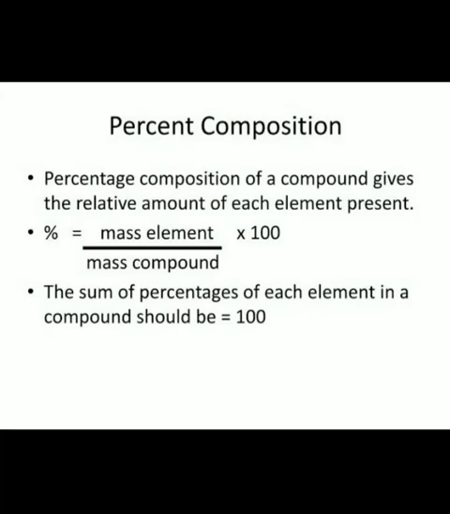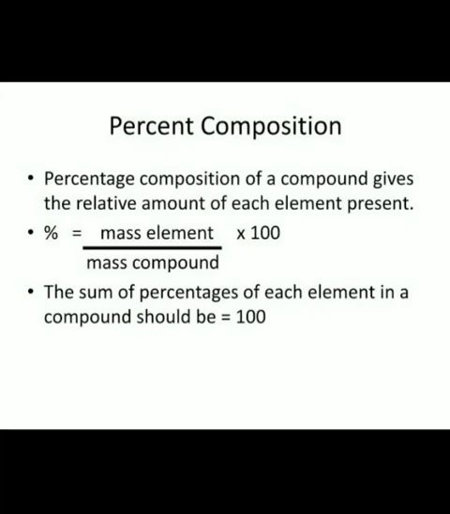The percentage of an element in a compound equals the total weight of the element in one molecule divided by the gram molecular weight of the compound, into 100. That means the percentage of an element equals the mass of the element divided by the mass of the compound, into 100. Already you know that the sum of the percentage of each element in a compound should be 100. For example, in Na2CO3, sodium carbonate, when you add them, you have to get 100.